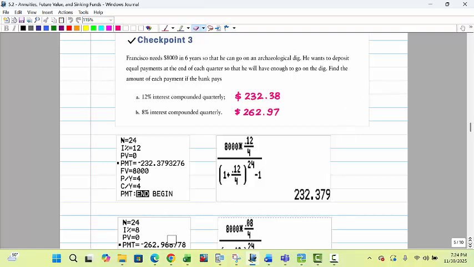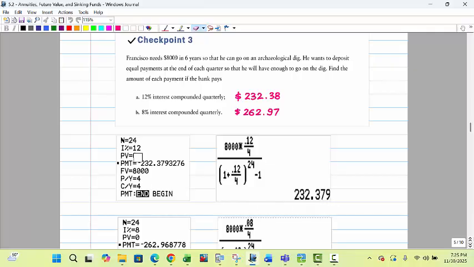Using the formula, you take the 8,000, you multiply by 12%, 0.12 divided by 4 because it's quarterly. Then on the bottom, you have 1 plus the same interest rate, 0.12 divided by 4. You're raising that to the 24 because it's 4 times a year times 6 years. So that makes 24 total payments. And then minus 1 is always part of that formula. And you get 232.38.